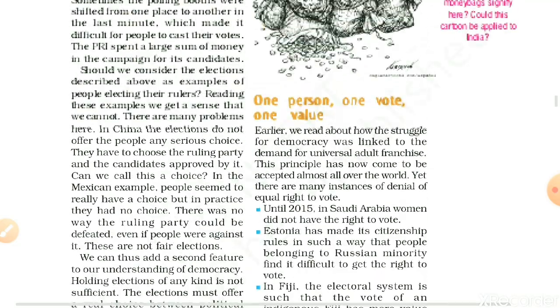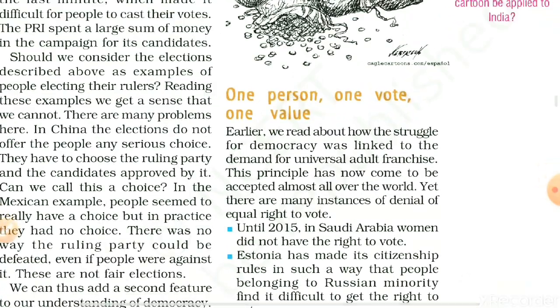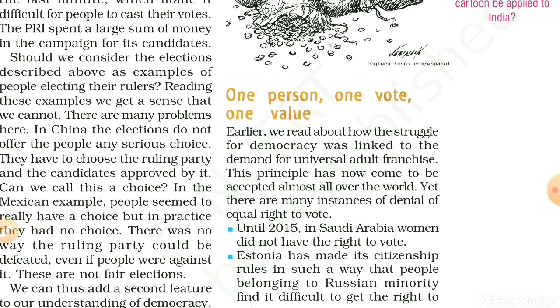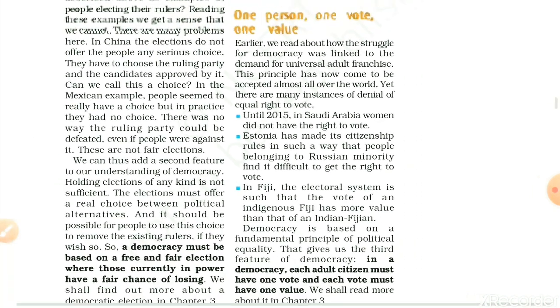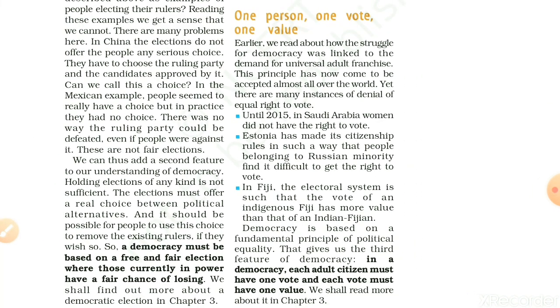Third, one person, one vote, one value. In this democratic feature, we can take an example from Saudi Arabia. Earlier, Saudi Arabia's women did not have the right to vote until 2015. Right now they have. And when we talk about Estonia, Estonia has made its citizenship rules in such a way that people belonging to the Russian minority find it difficult to get the right to vote.